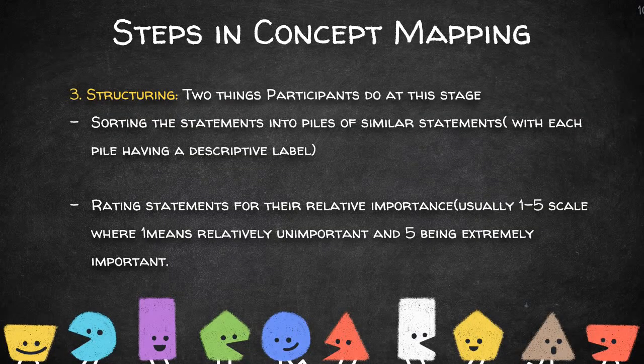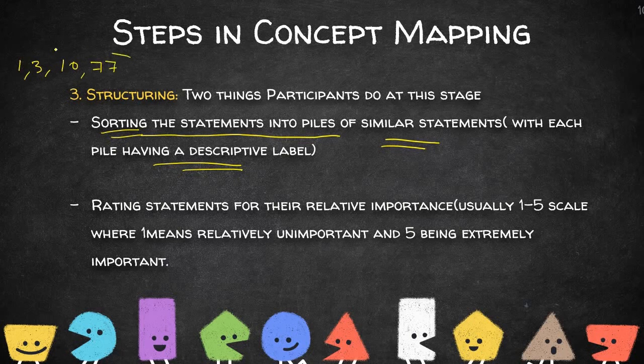Now third step is structuring, where two things participants do at this stage. Number one is sorting the statements into piles of similar statements, with each pile having a descriptive label. So let's say you have 100 statements, and statements 1, 3, 10, 77 are actually very close, so you combine them into one cluster. You say that this is one pile.